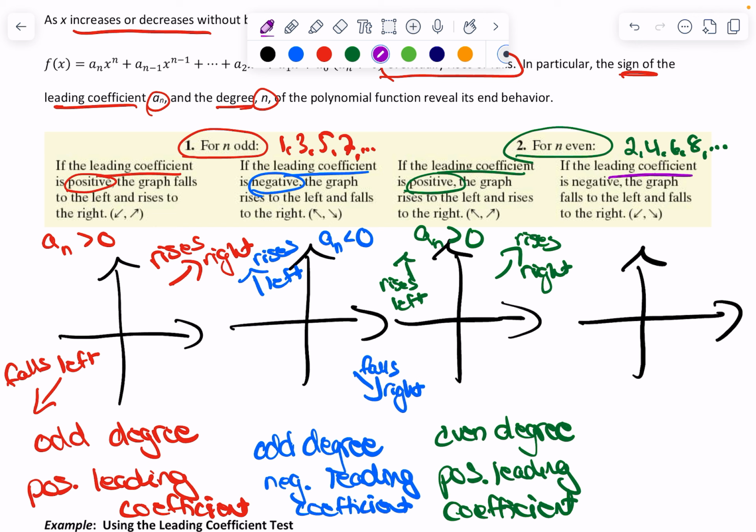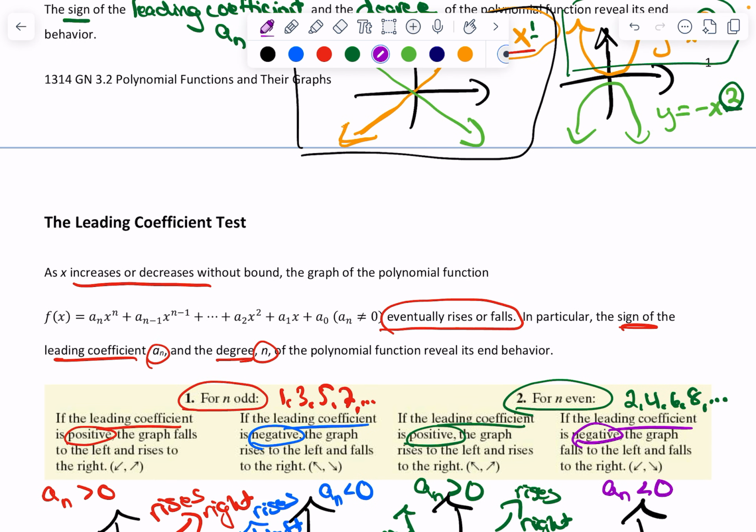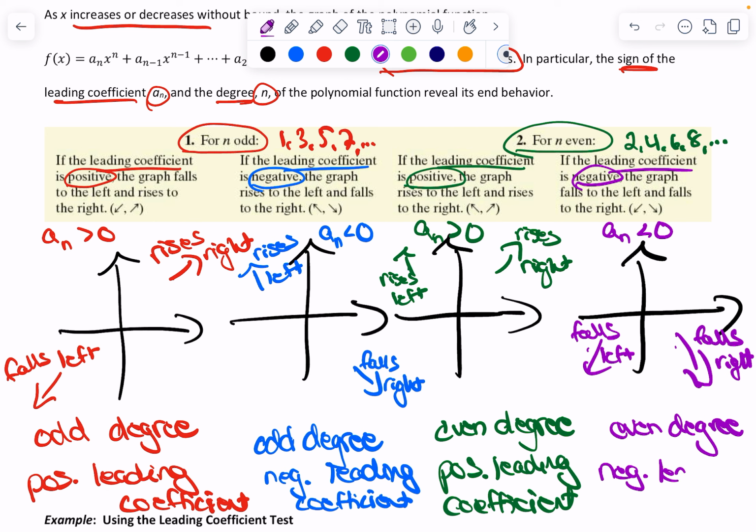Okay, next one is leading coefficient negative, so our a sub n is going to be less than 0. If we look at this one right here, well, it's downward. So both ends fall. So falls left and falls right. And this is the even degree and negative leading coefficient.